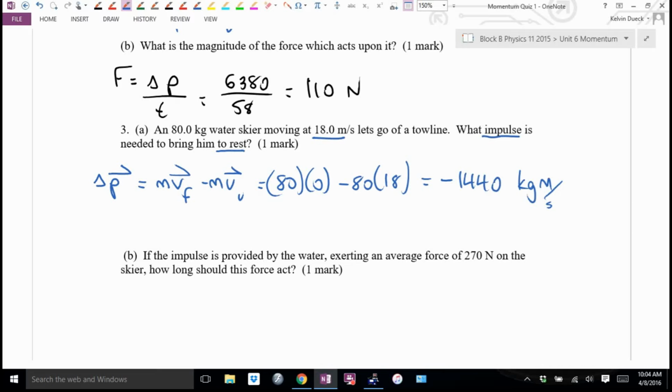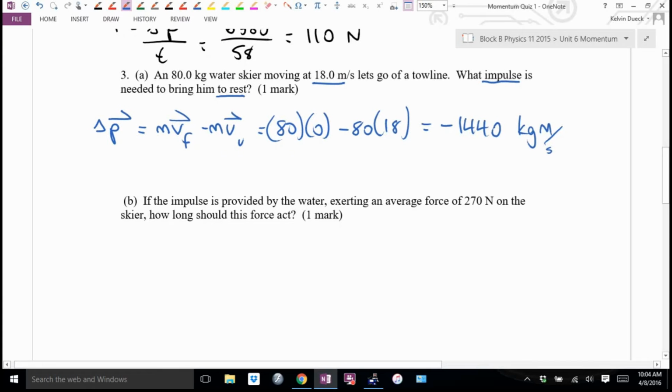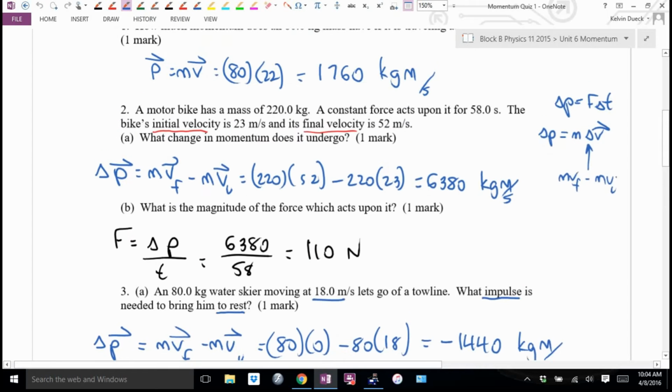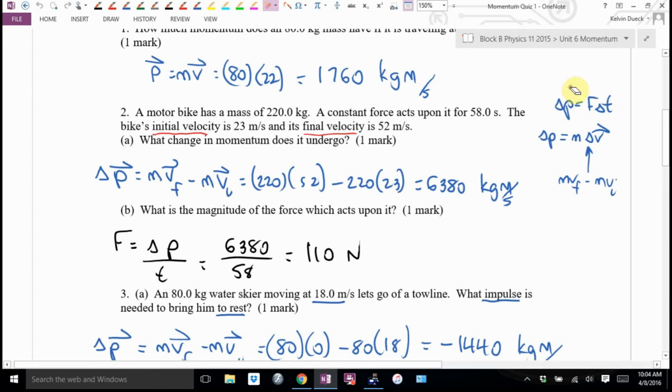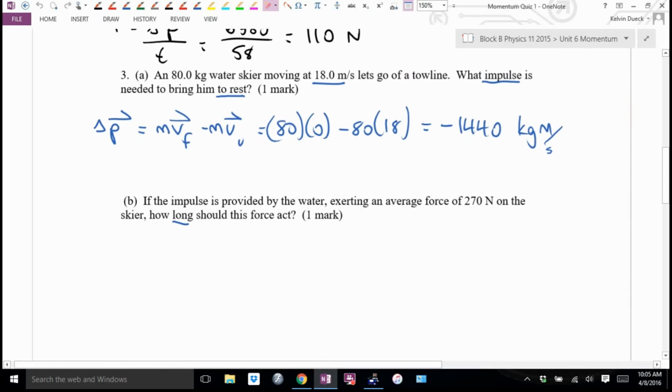B says, how long? It wants me to find time. Well, in part A, I found impulse. You know, Ty, it would be cool if there was an equation that had time and change in momentum or impulse in it. There is, you say? How would I get the t by itself, folks? How would I get the t by itself? By f. Okay. So the time is going to be the impulse divided by the force. It's going to be negative 1,440 divided by negative 270.